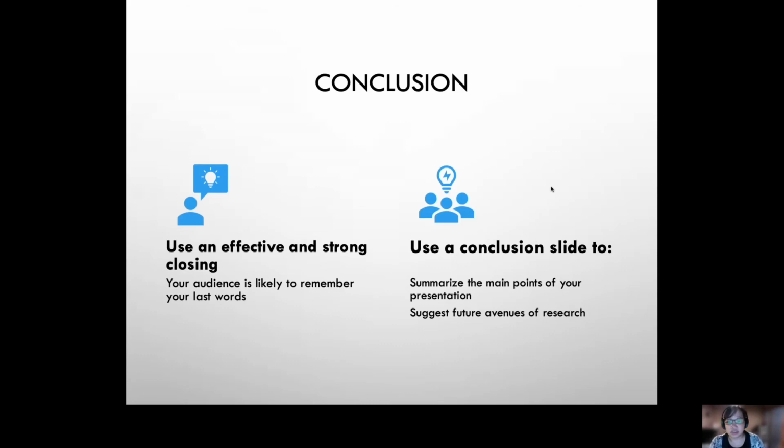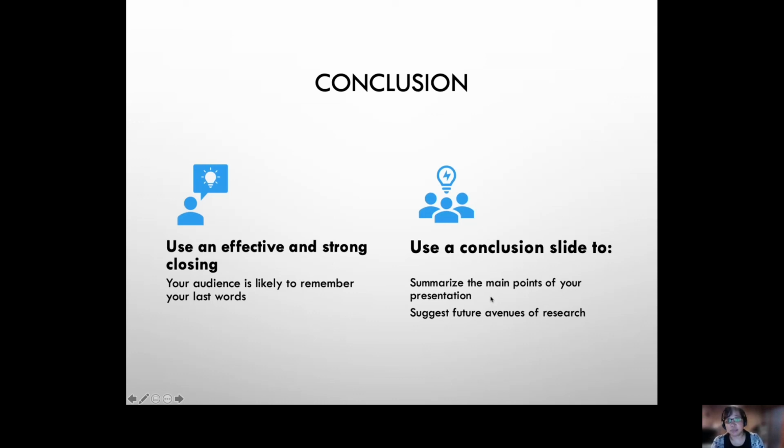And in conclusion, you should have a good conclusion slide. People should know that you're almost at the end of your presentation. People appreciate that. So use an effective and strong closing. Okay? The audience, probably as you are listening to me now, the only thing you will remember is my conclusion. So please try your best to make easy to understand, clear, and very interesting looking slides. So use your conclusion slide to summarize the main points of your presentation and suggest future avenues of research if you're doing a research presentation.